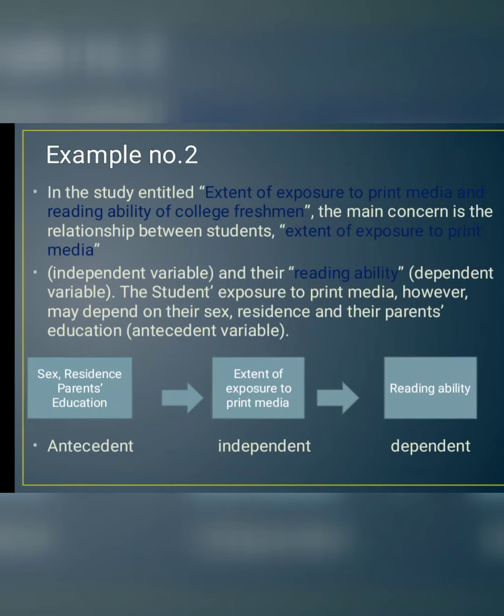So the main problem is the relationship between student at ang kanilang skills sa pagbabasa, but nakadepende ito sa kanilang tirahan, kasarian, at edukasyon ng kanilang parents. Ang antecedent ngayon is hahanapin niya kung ano-ano yung mga pagkakaiba nila estado sa buhay, at yung independent is ano yung mga skills na makukuha nila sa pagbabasa, and then the dependent naman ay ano yung epekto sa mga student kapag sila ay laging nagbabasa.